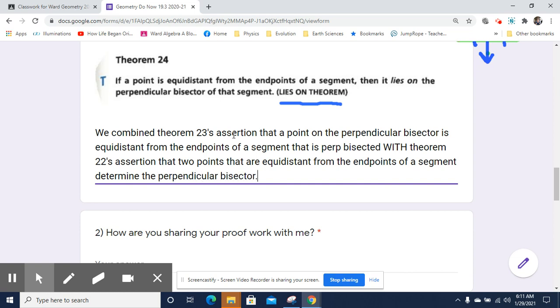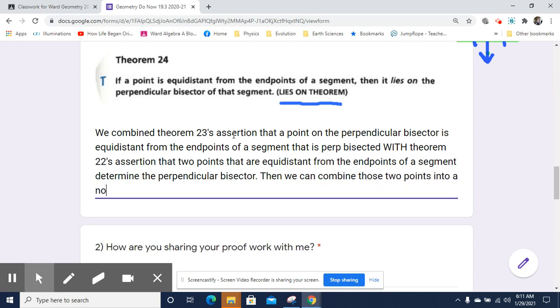Okay, and with that information, then we can combine those two points into another name for the line that is the perpendicular bisector. Okay, I hope that helped, and I will stop now.